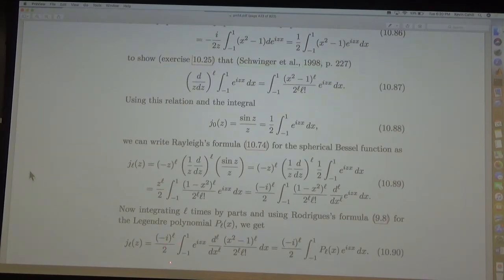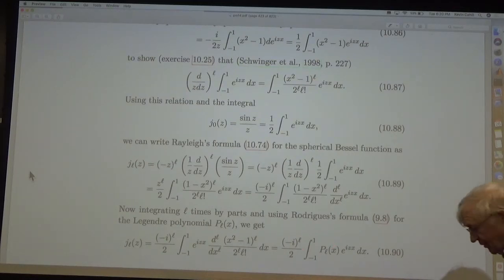for the L-th spherical Bessel function as an integral involving Rodrigues' formula, which gives you the Legendre polynomial. So this is a remarkable result. It tells you that the spherical Bessel function is the Fourier transform of the Legendre polynomial. Who would have thought?